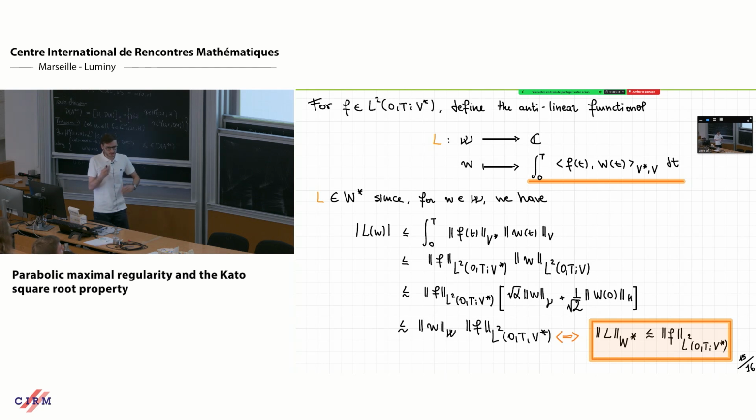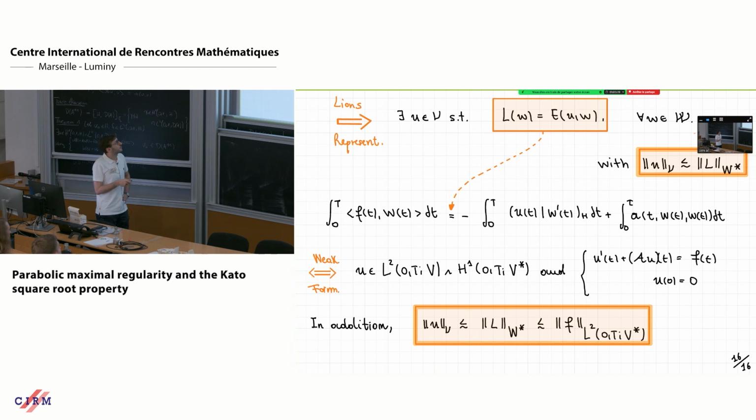Because now we are in the setting of Lions's theorem, and we can say that there exists a U in the space L2 with values in V, such that this is satisfied for every W in the test space. But this equality is exactly the integral equation, and by the weak formulation, it is equivalent to say that U is in L2 with values in V and H1 with values in V star, and this is a solution of this problem.